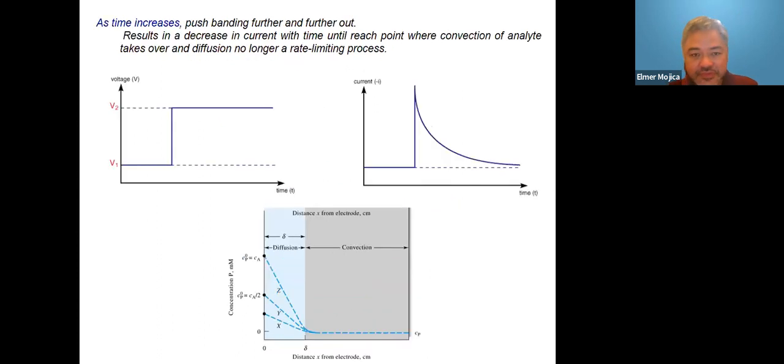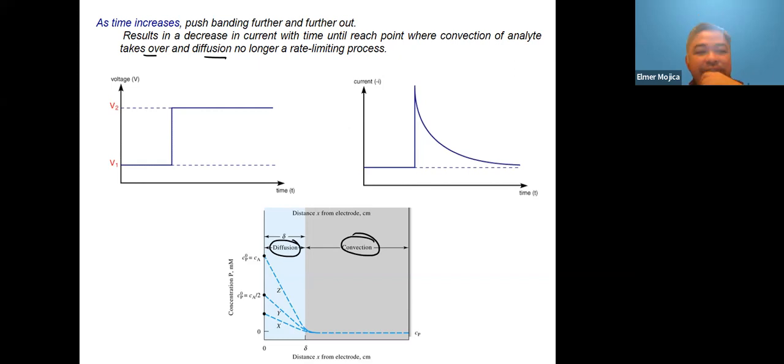And ang nangyayari dito, as time increases, it pushes the boundary further and further out, and it results in decreasing current with time, until it reaches the point where convection of analytes takes over and diffusion is no longer a rate limiting process. So makikita mo merong diffusion, and then after some time magiging convection.